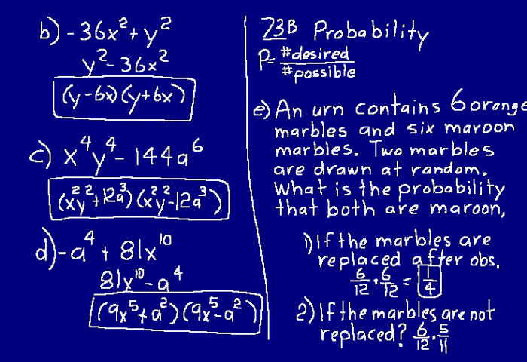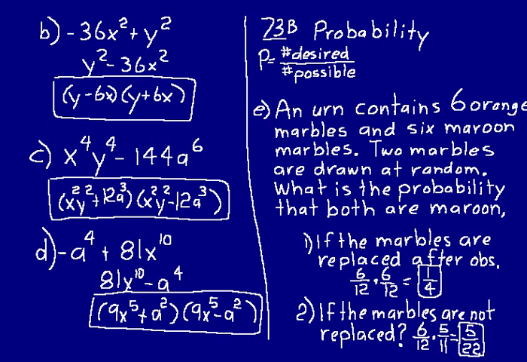6 over 12, that can just be simplified to 1/2. So the answer here would be 5 over 22. So there's a 5 in 22 chance, basically, of getting a maroon marble twice when there is no replacement. So something to think about here: without replacement, your probability of getting a maroon marble twice goes down. But your probability of getting an orange one on the second try goes up.